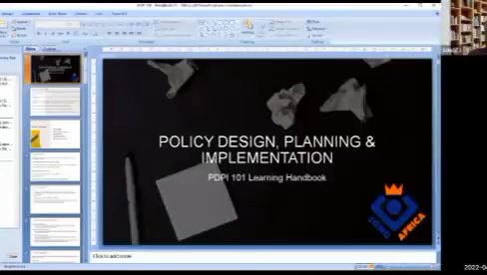All right. So yeah, once again, welcome everybody. As our program manager has said, tonight we'll be talking about policy design, planning, and implementation. And this is just to sensitize us on what policies are, how to develop them, and what to do to ensure that they succeed.